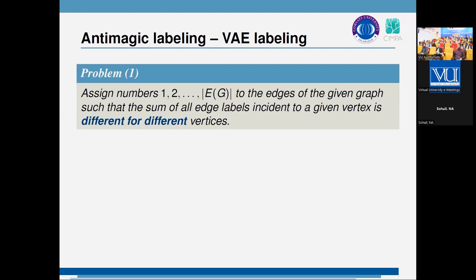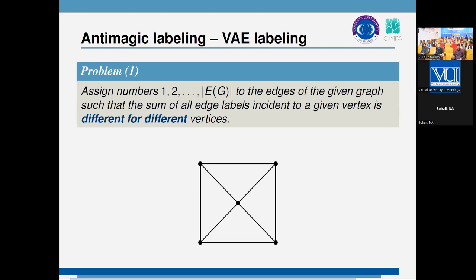So consider that we have a graph, and our goal is to assign different numbers from one up to the number of edges to this graph such that the weights of all vertices are all distinct. Such a labeling is called antimagic labeling, and we know how to do it. This is the example that we already saw. Let me recall, this graph has 8 edges, so we use numbers from 1 up to 8, and we distribute the numbers, for example, in this way, so that the weights of all vertices are distinct. This is the concept of antimagic.